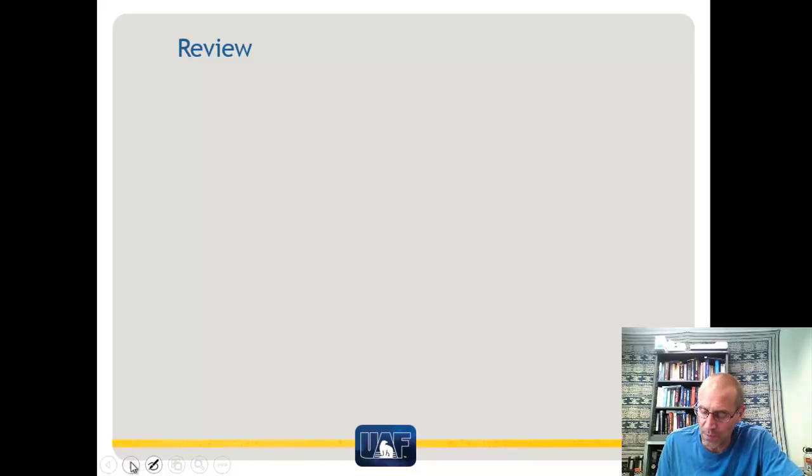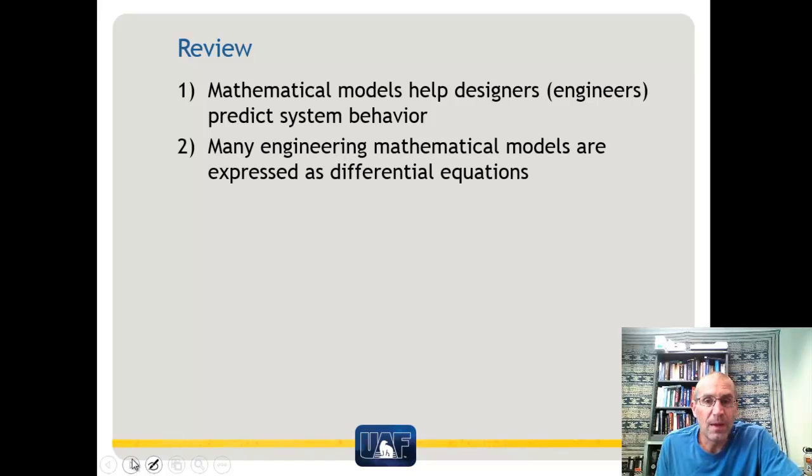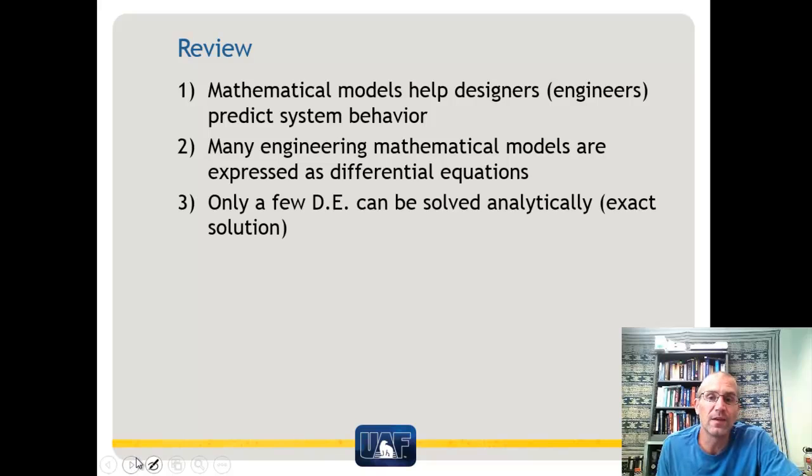All right, so let's review what we talked about in this video. First of all, as we mentioned, mathematical models help designers, and remember, designers are what engineers are, to be able to predict system behavior ahead of time. Now, many engineering mathematical models can be expressed as differential equations, and this is why understanding how differential equations work is important to this class.